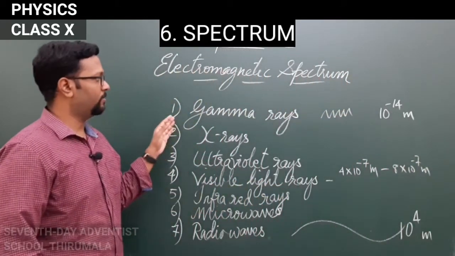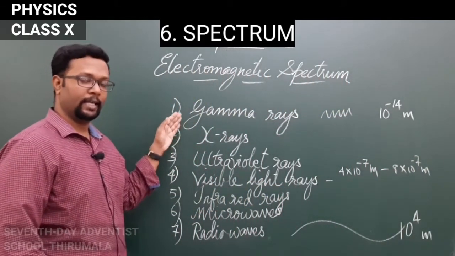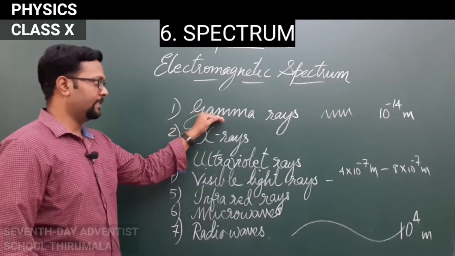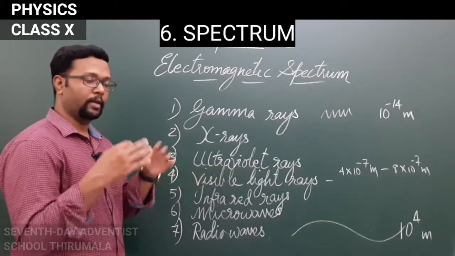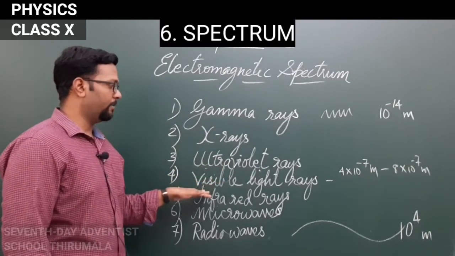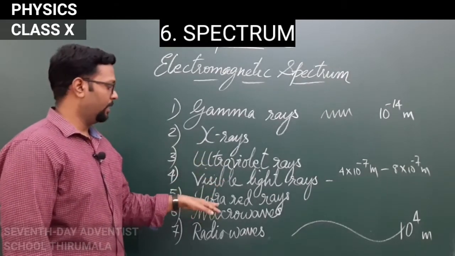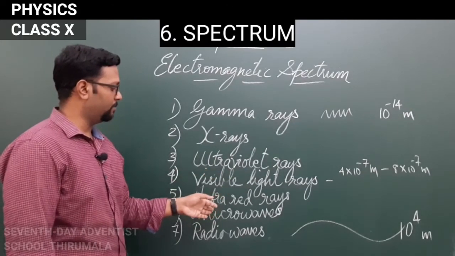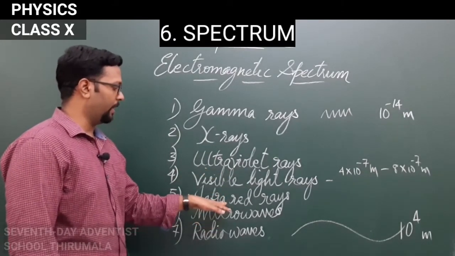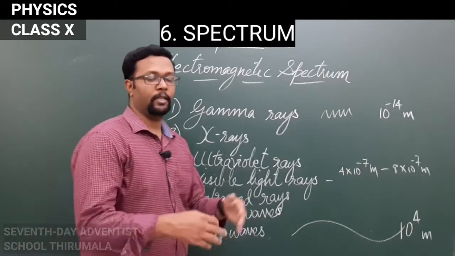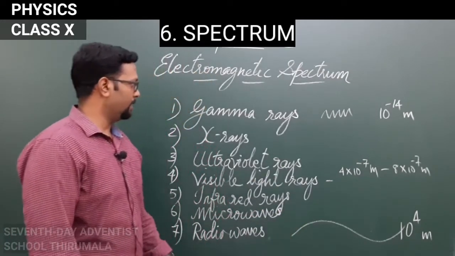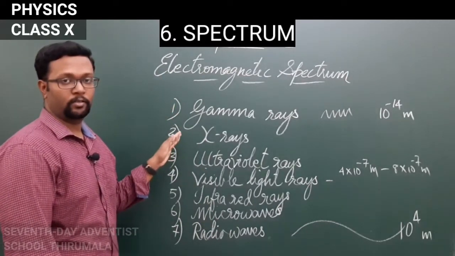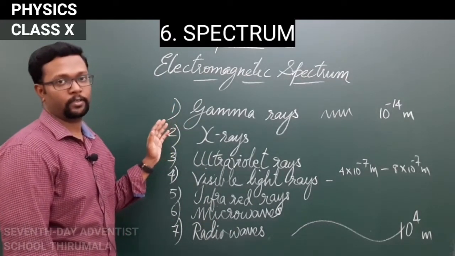Okay, this is the list of electromagnetic rays in their increasing order of wavelength. Least is gamma ray, X-rays, then bigger one is ultraviolet. Visible light ray has larger wavelength, infrared has larger wavelength than visible, microwaves are bigger than infrared, and radio waves have the longest wavelengths we know. And these are the 7 rays which constitute the electromagnetic spectrum.